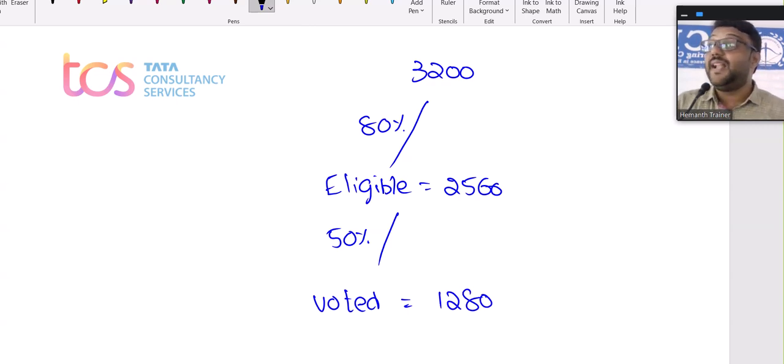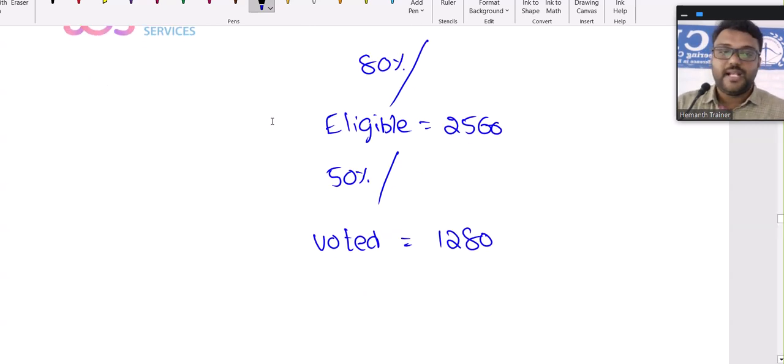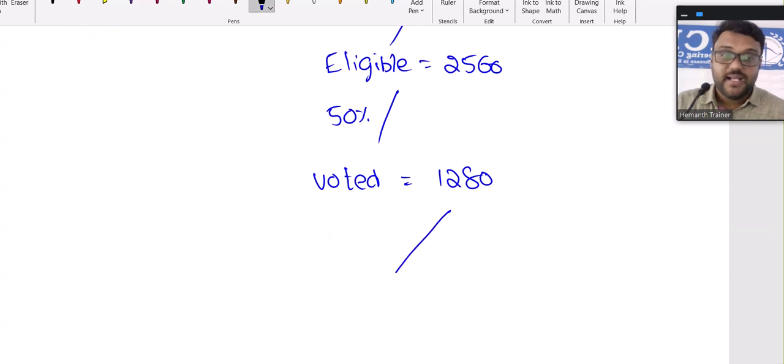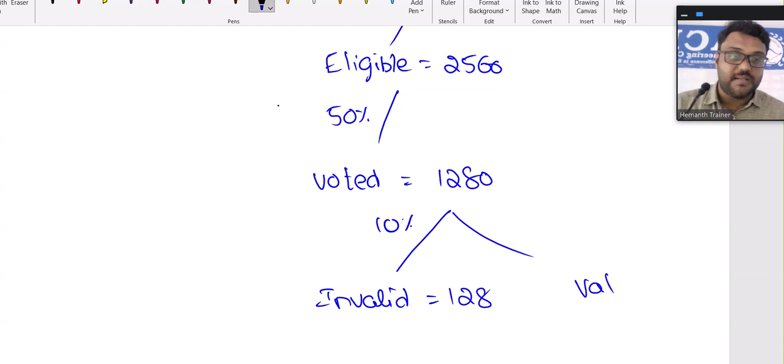How many are invalid? 10% are invalid. Invalid is on polled people, among voted only. How many valid, how many invalid? Not voted, we cannot say valid or invalid. So invalid is how much they said? 10% gone, means 128 gone. What is the remaining thing? It is nothing but called valid, which is 1152.